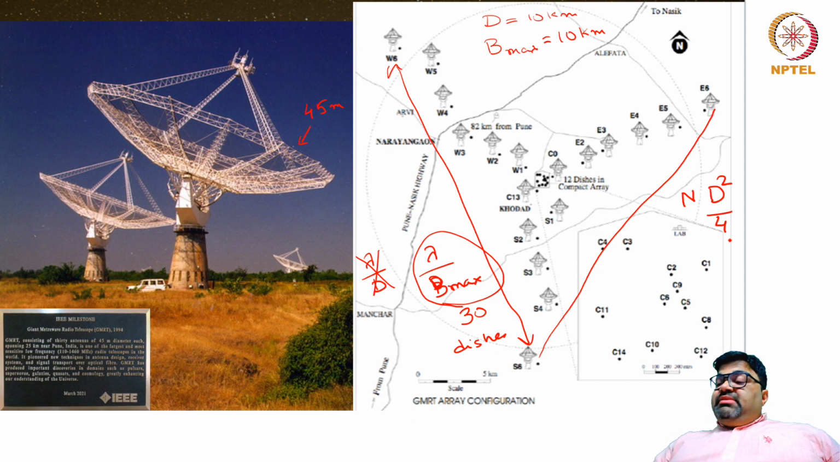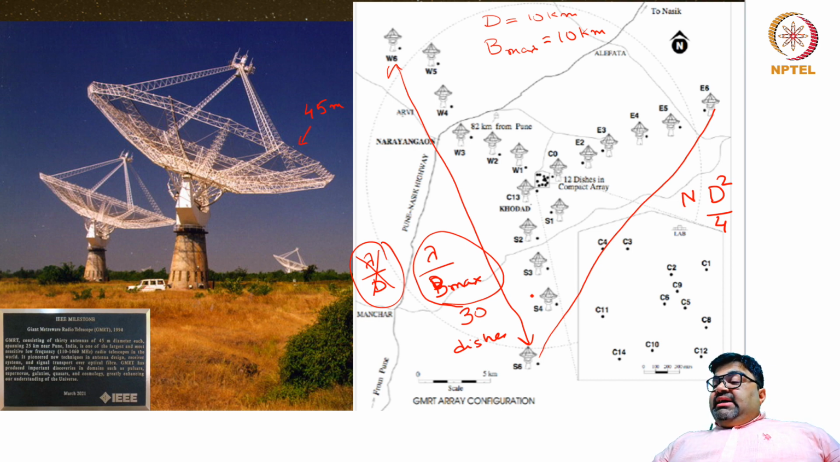So, why interferometry? Because now the resolution, which is the ability to differentiate between two sources on the sky, is no longer lambda by D, but it is lambda by B max, which is the maximum baseline between any two antennas in the array.